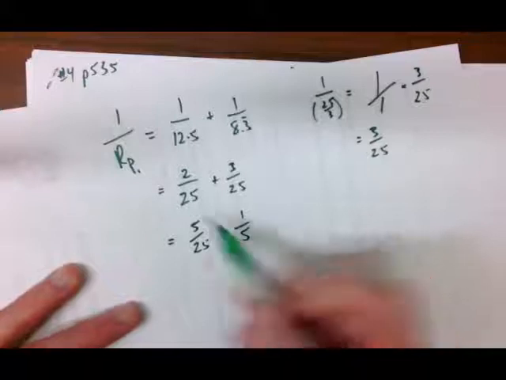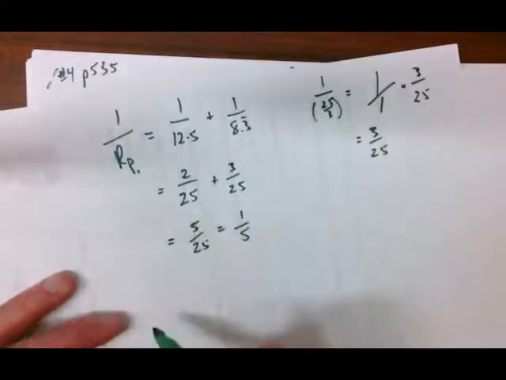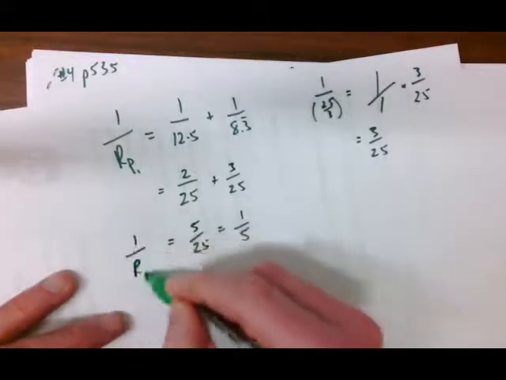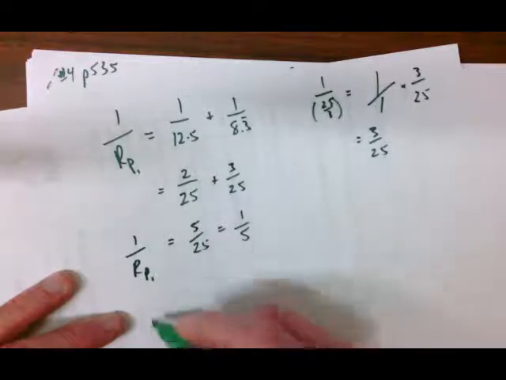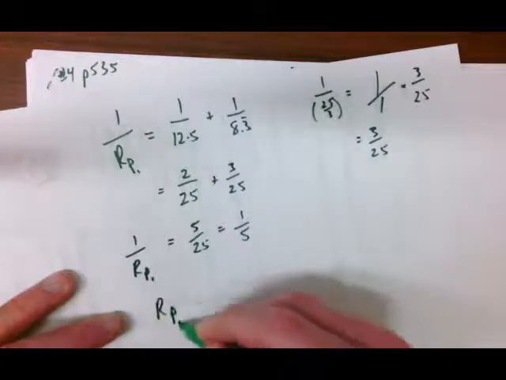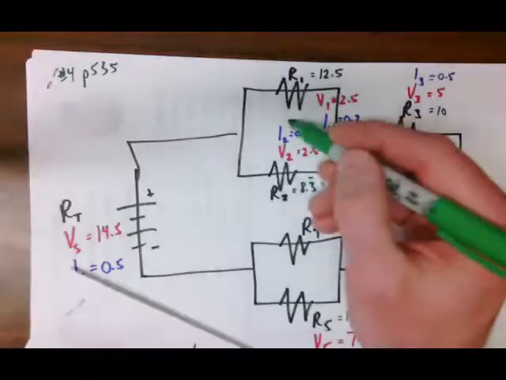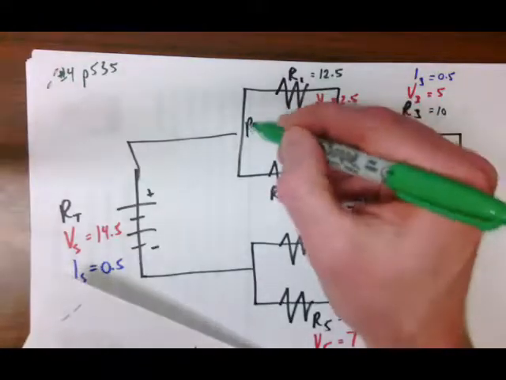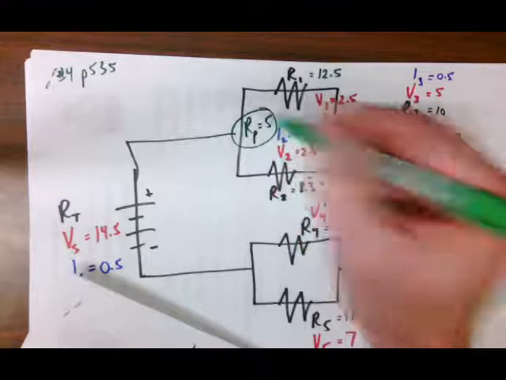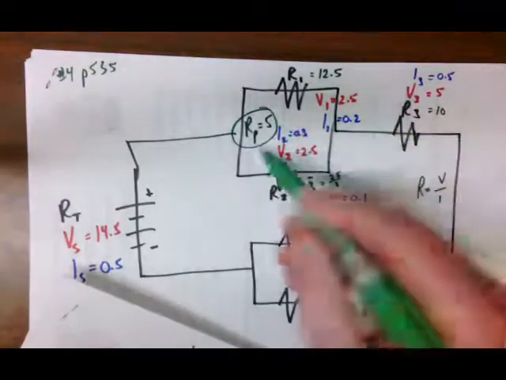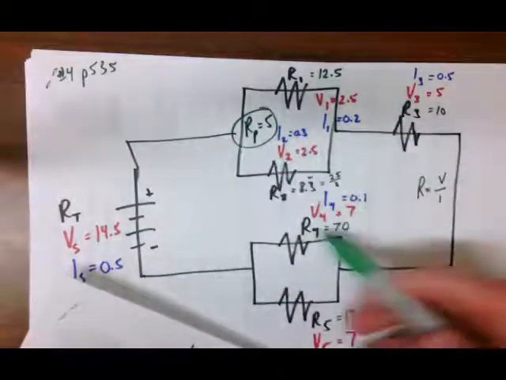That's not what the parallel equals. That's what 1 over the parallel equals. 1 over RP1 equals 1 over 5. So therefore, RP1 equals 5. So the R here is equal to 5. RP equals 5. When you add them, it's going to be 5 plus 10, but we've got to figure out this one over here, this bottom one.